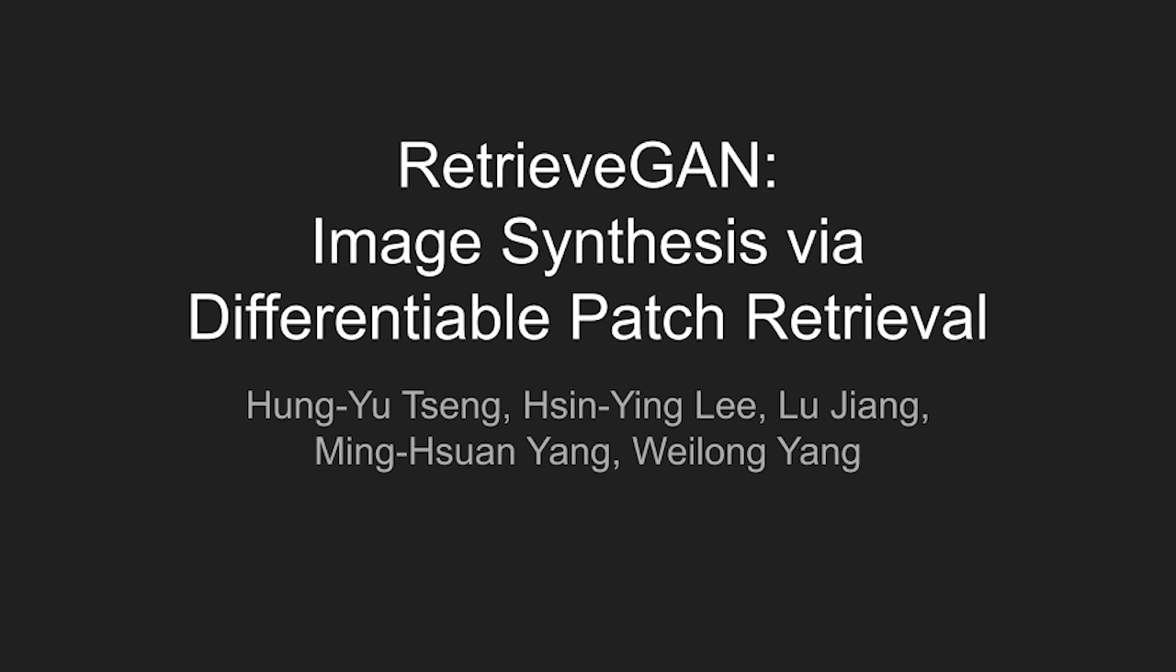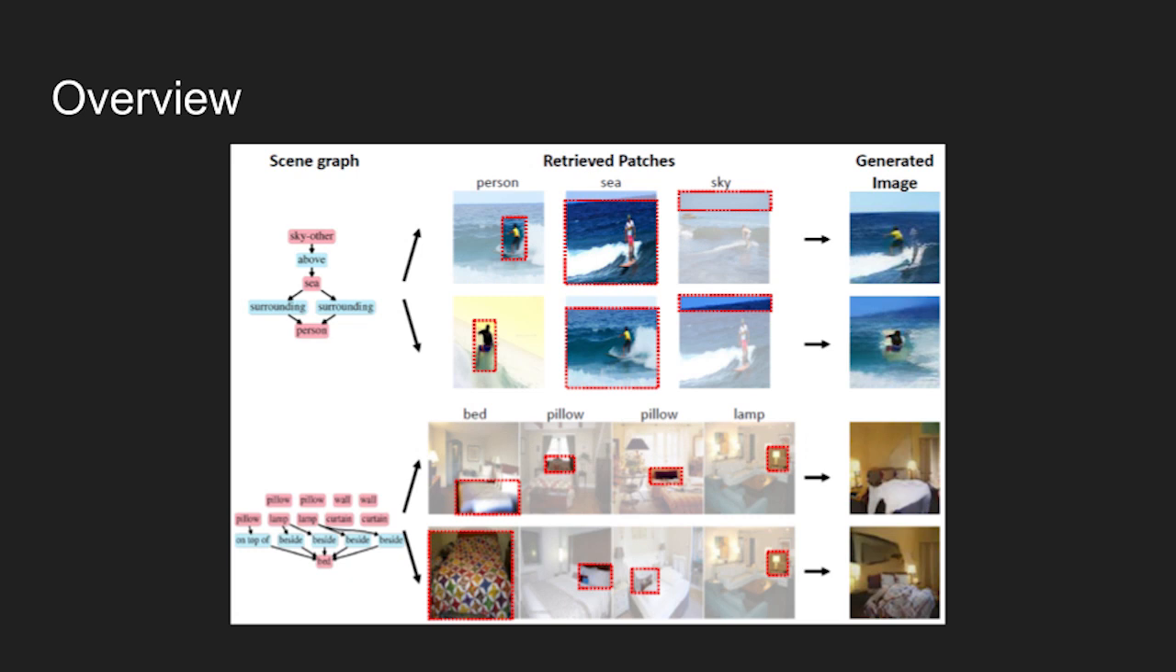Today's paper is RetrieveGAN, Image Synthesis via Differentiable Patch Retrieval. The method proposes a scene image generation model that takes as input a scene graph description and learns to select mutually compatible image patches through differentiable retrieval process and synthesize the output image from the retrieved patches.